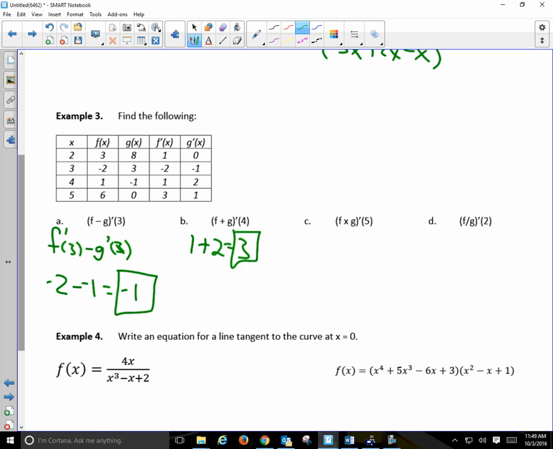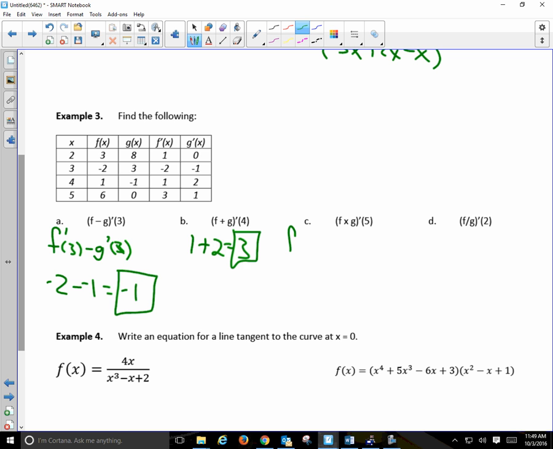Should get 3. Now look at letter C. If you're not thinking properly, what would you do for C? F prime of 5, which is 3, times g prime of 5, which is 1, and you get 3. You can't do that. You can do that for addition, subtraction, but not for the product. So we have to use the product rule.